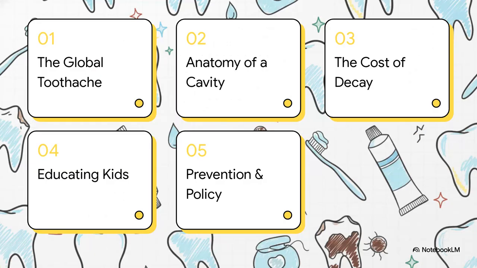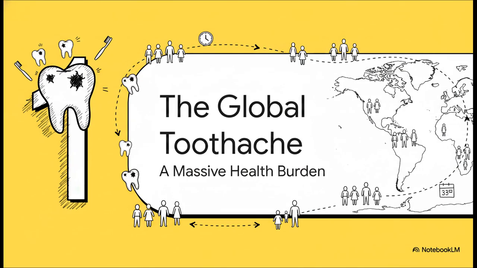Here's our quick roadmap for today. First, the global toothache. Second, anatomy of a cavity. Third, the cost of decay. Fourth, educating the next generation. And finally, global prevention and policy. Let's get into it. Section 1, the global toothache, a massive health burden.